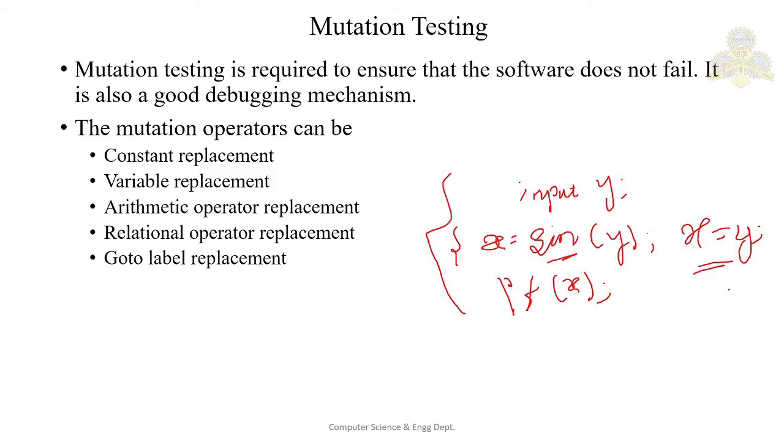And then you might realize that the sine function would not take the input in degrees, but it would take the argument or the input in radians, and you will modify the program accordingly. So this is a very common method of debugging by developers.